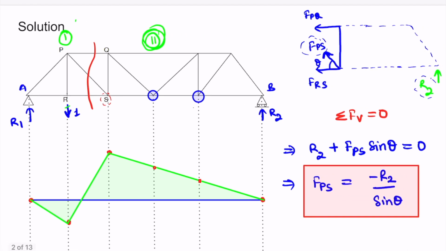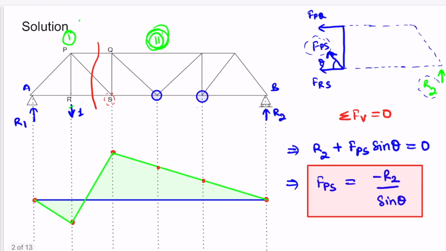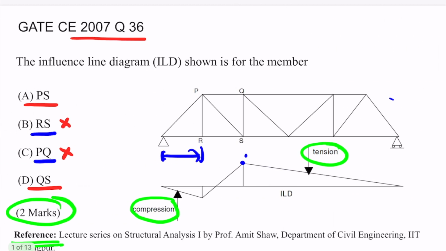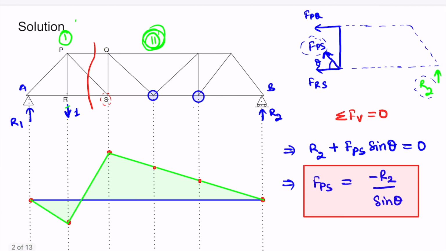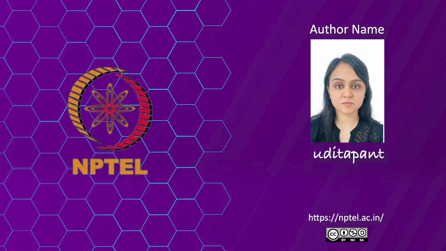Therefore, this is the ILD for member PS. Let's see if it is matching with the given ILD or not. Yes, it is matching. It is for the member PS. It is varying from compression to tension as the answer we got. Therefore, at this step only we get our final answer. That is, this is the ILD for member PS. That is option A is correct.